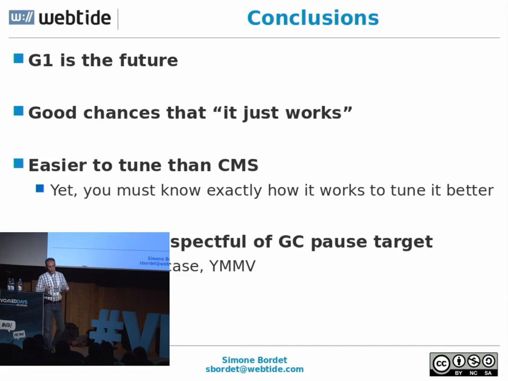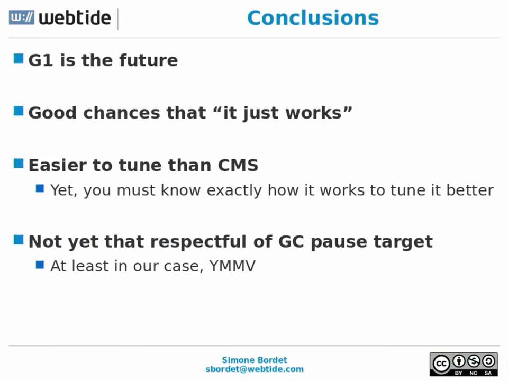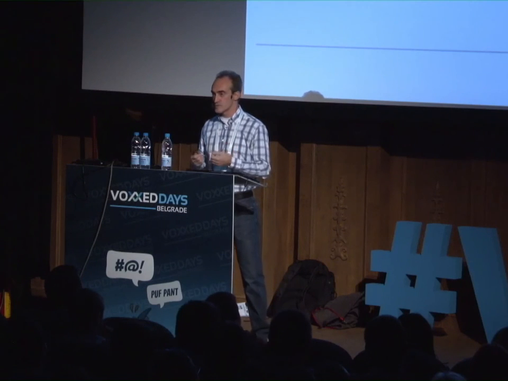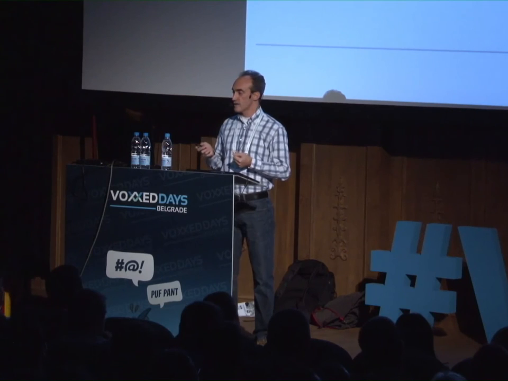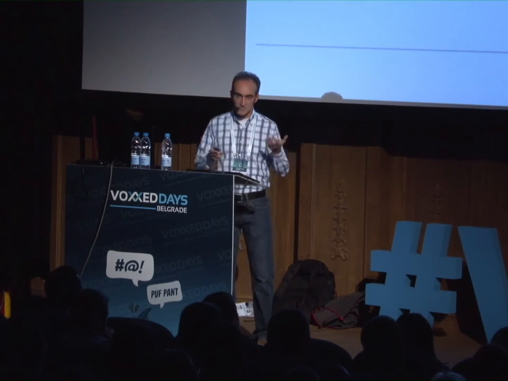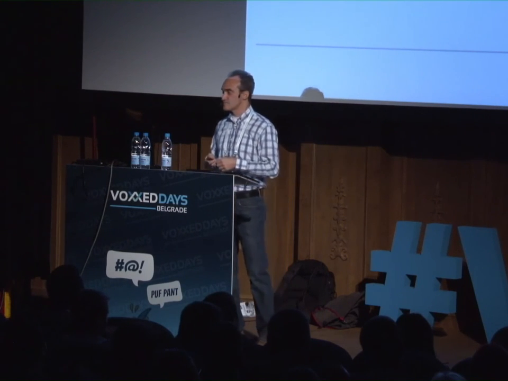So G1 is the future, no doubt. CMS, deprecated, low pause, you've got to use G1. There are very good chances that it just works for your case. You just set the maximum heap size, you just set the target pause, done. You don't have to understand too much about G1. However, if you run into problems or you want to tune it better, then you have to understand how it works. And this is what this session is all about.